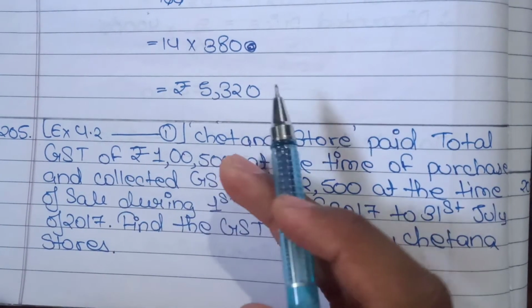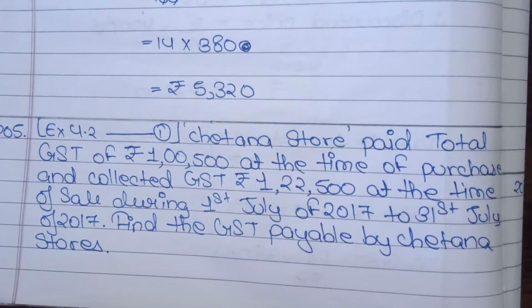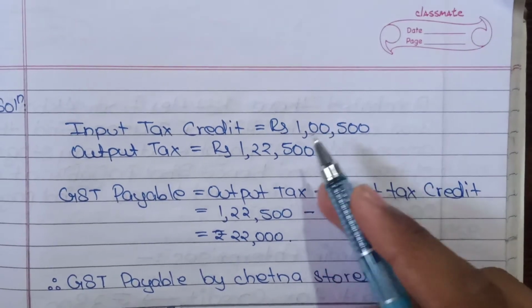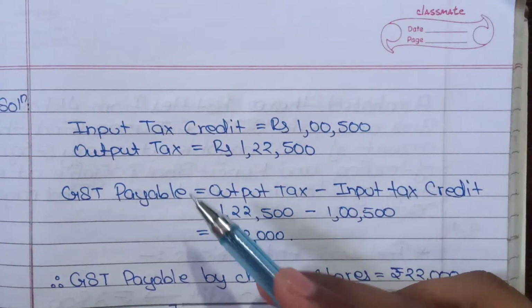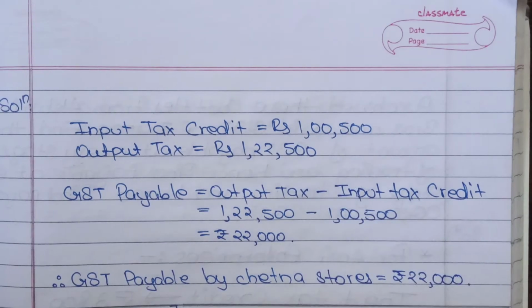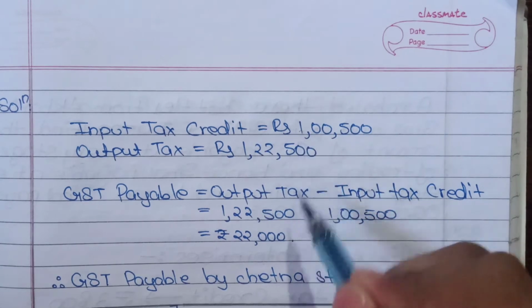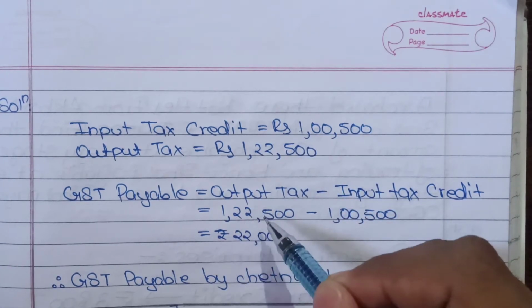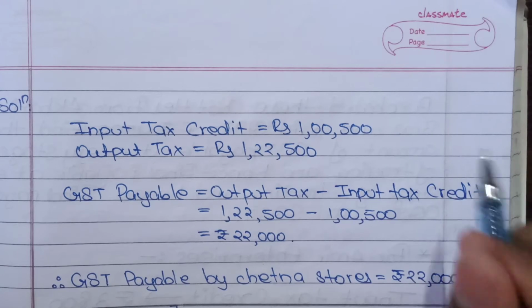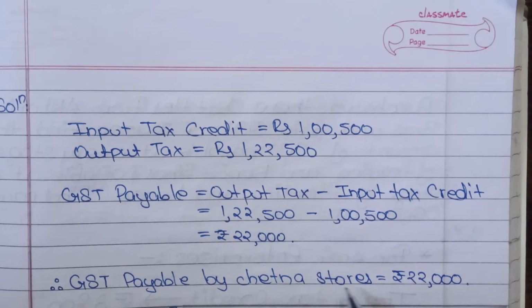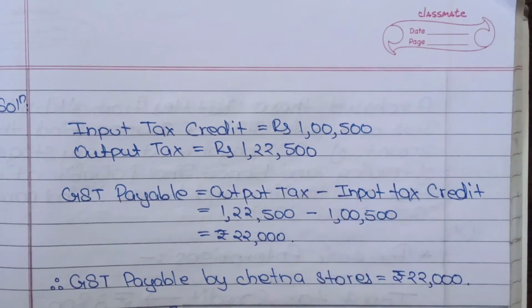A few minutes ago, I showed you the formula for GST payable, which is output tax minus input tax credit. So here our input tax credit is rupees 1,500,000, as I told you. Output tax is rupees 1,22,500, and therefore GST payable equals output tax minus input tax credit, which is 1,22,500 minus 1,500,000, which is rupees 22,000. So therefore the GST payable by Chetna Stores is rupees 22,000. Hope you got this question. Now we'll move on to the next question.